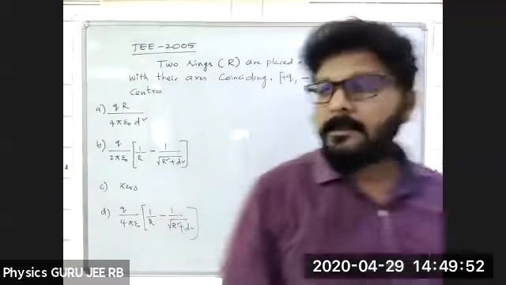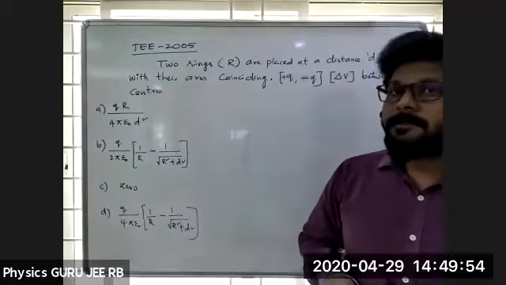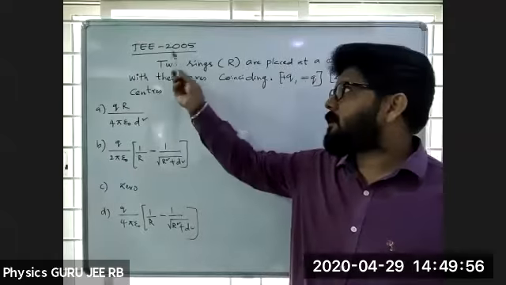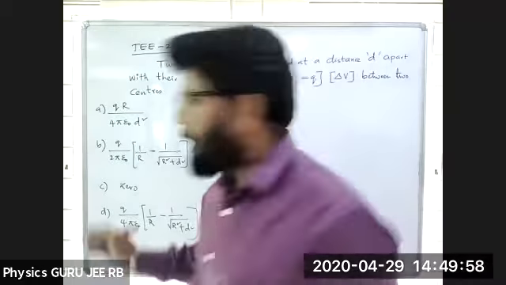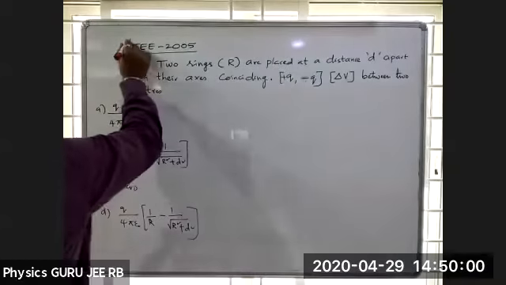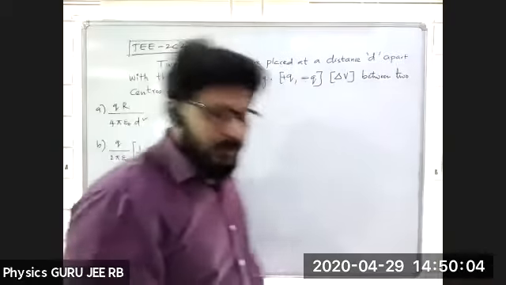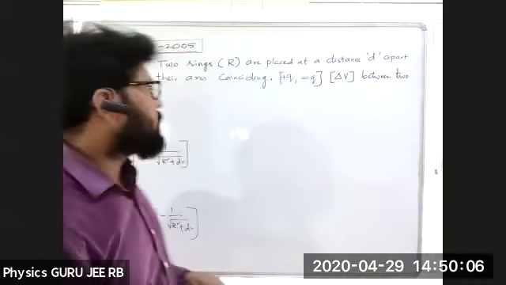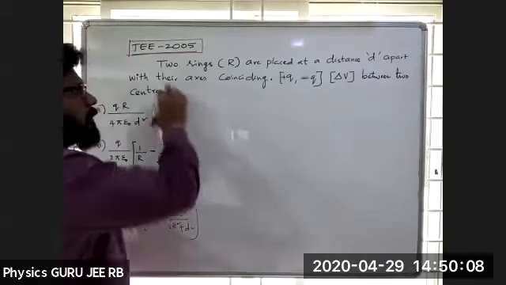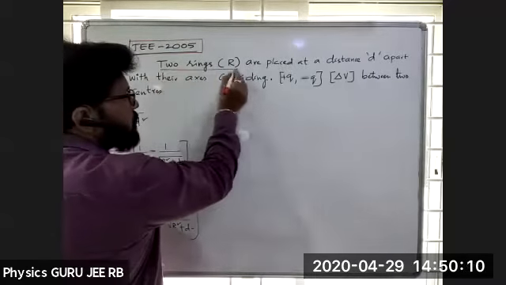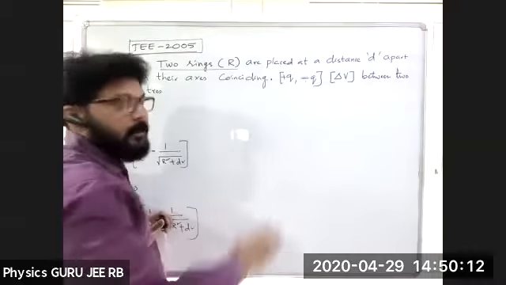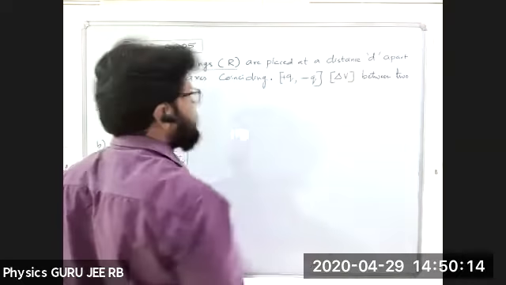This question was asked in JEE 2005. In JEE 2005, it is based on rings, that is, charged rings. If I take charged rings, two rings of the same radius are placed at a distance d apart.